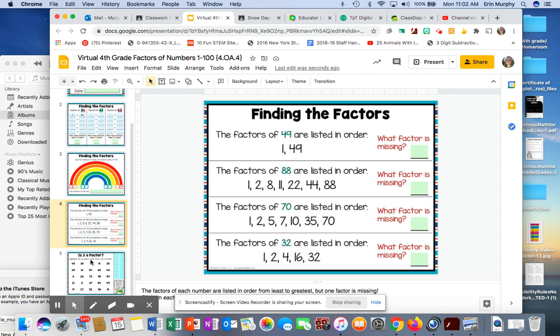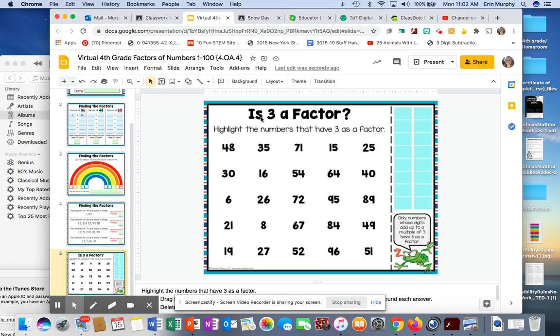All right, and the last slide, you're looking to see which one 3 is a factor for. This one's super easy if you use your divisibility rules. They really do help, y'all. So I know 4 plus 8 equals 12. 12 divides by 3, so 3 is a factor. So you move that little box over to show that 3 would be a factor.